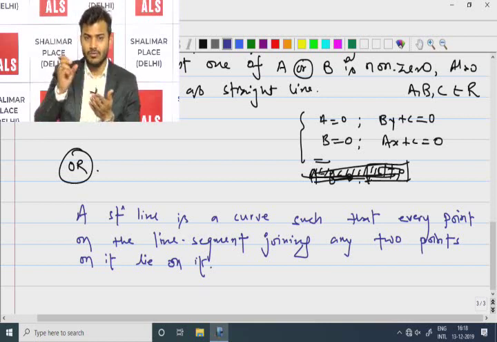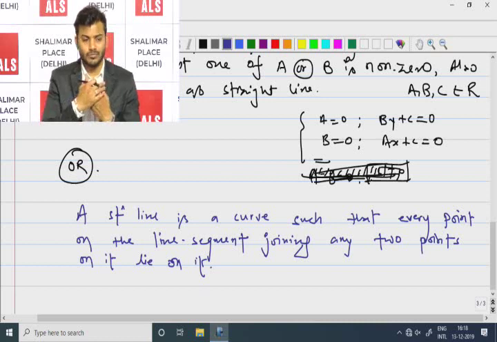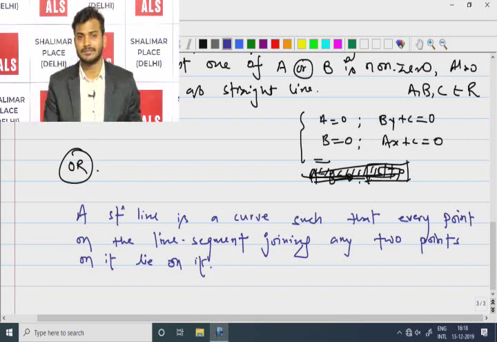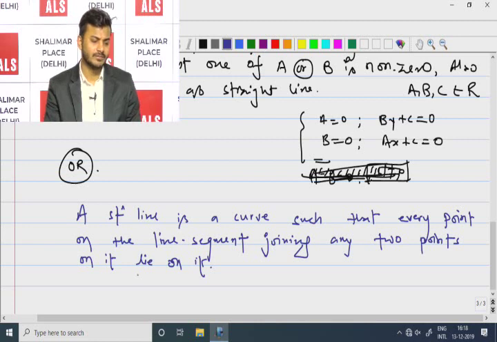If you add the line segments together, you will get all the points in a straight line, in a linear way. It's not a good definition, by the way. A straight line is a curve such that every point on the line segment joining any two points on it lies on it. So basically this is what they mean.